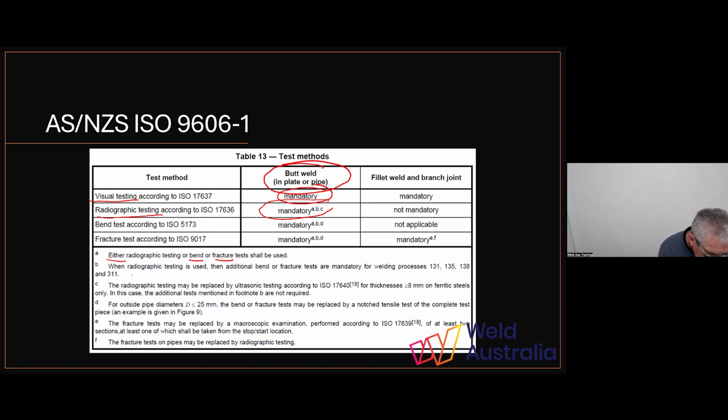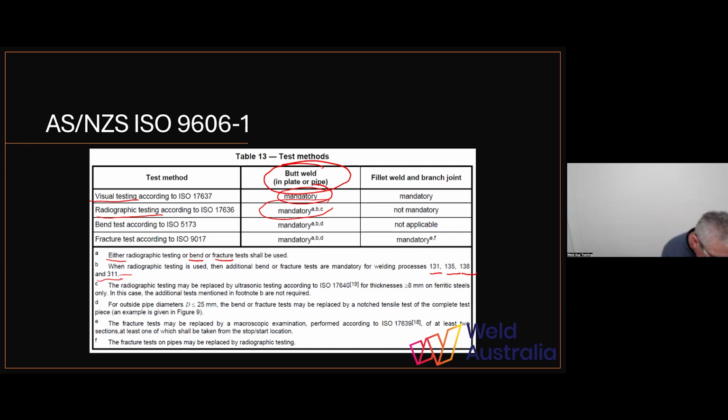B says where radiographic testing is used, then additional bend or fracture tests are mandatory for certain welding processes. So we're looking at MIG, MAG, and flux core, and of course oxyacetylene. All right, so if we're going to use radiographic, particularly on those welding processes, we must also do additional bend and fracture tests.